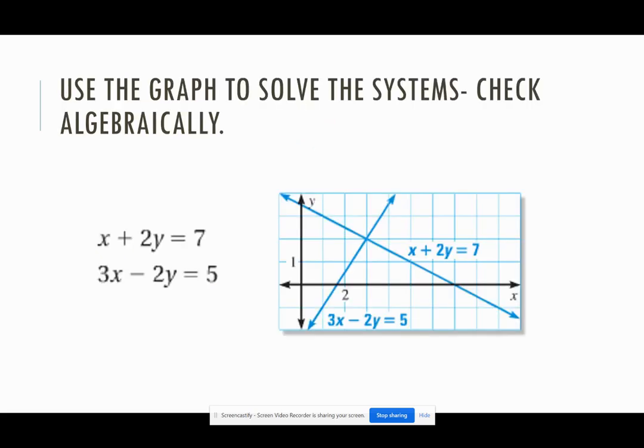All right, so let's look at systems graphically. We want to use the graph to solve the systems, and check algebraically. So we said that to graph systems to see where the solution is, where they intersect. So they intersect here, which is 3, 2. And we can check. If I plug in 3 plus 2 times 2, that's 3 plus 4, which is 7. 3 times 3 is 9, minus 2 times 2 is 4. 9 minus 4 is 5. So you're good to go.